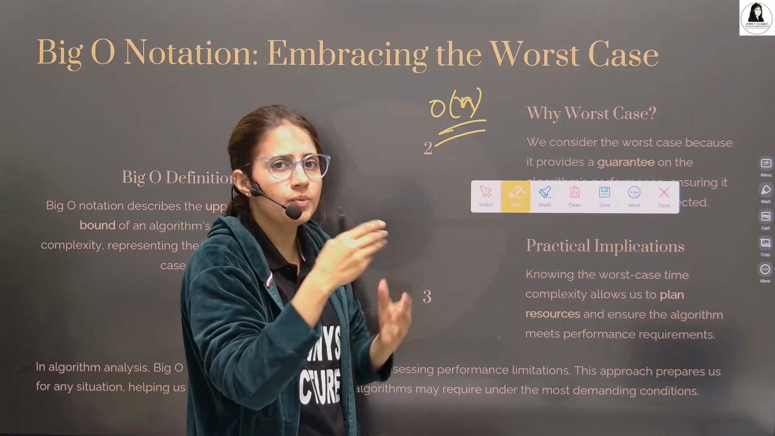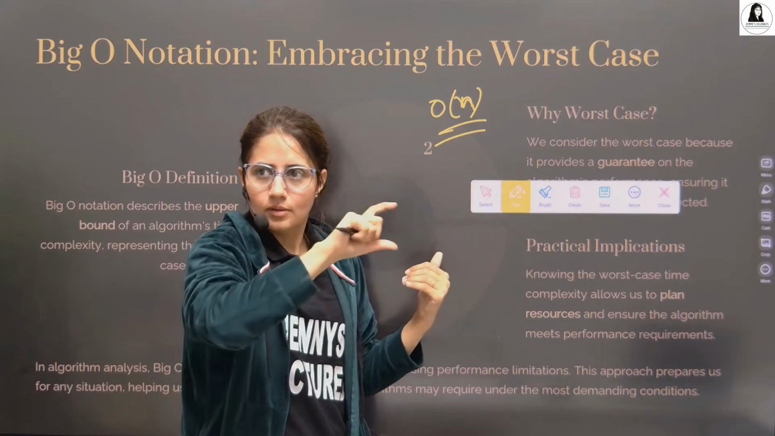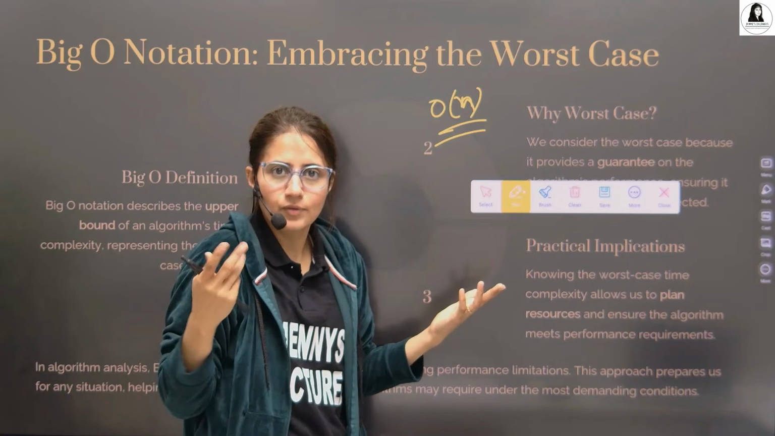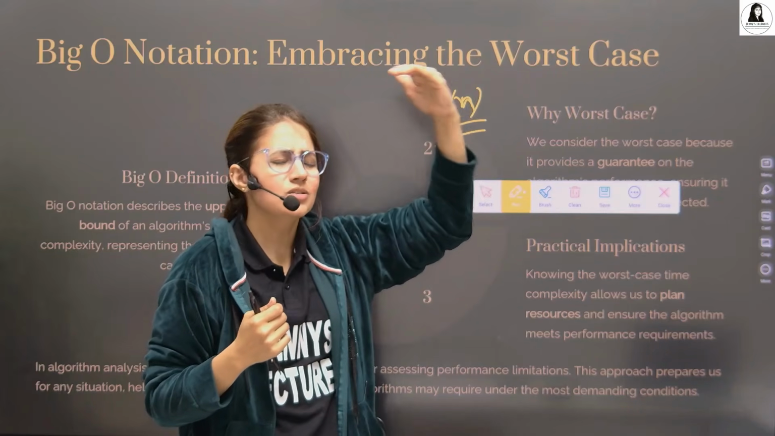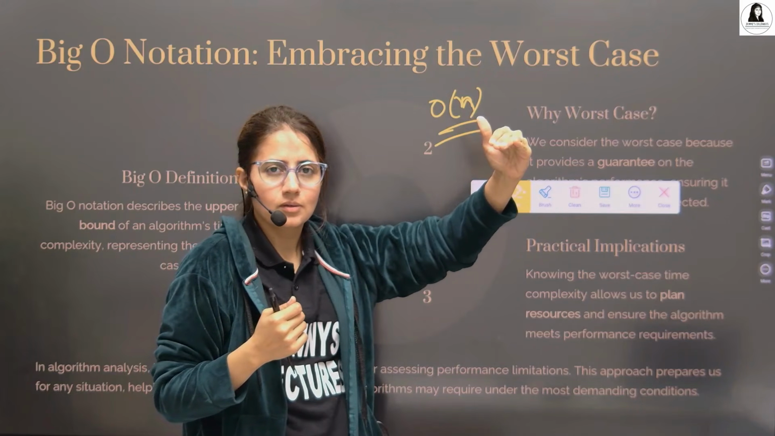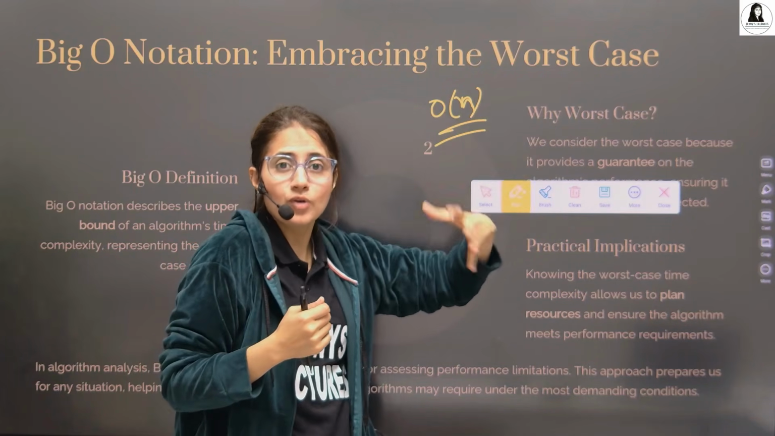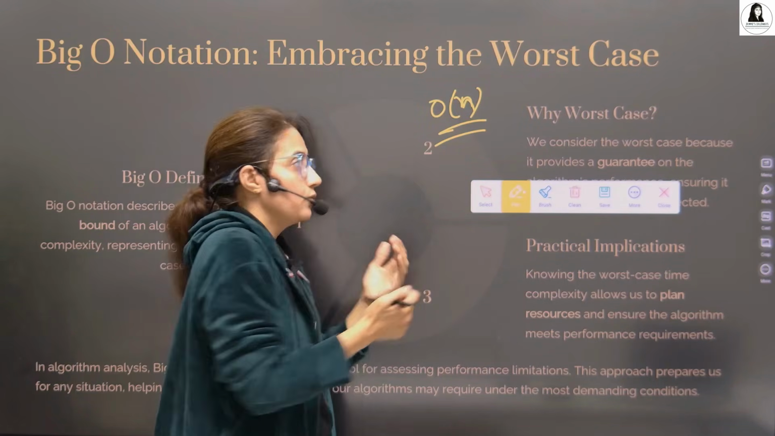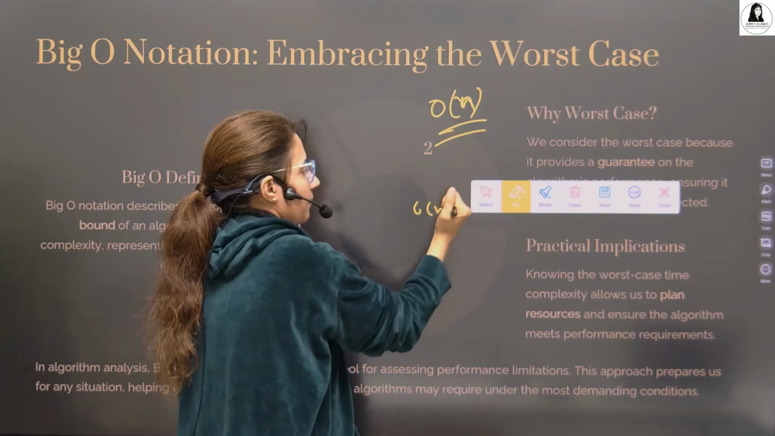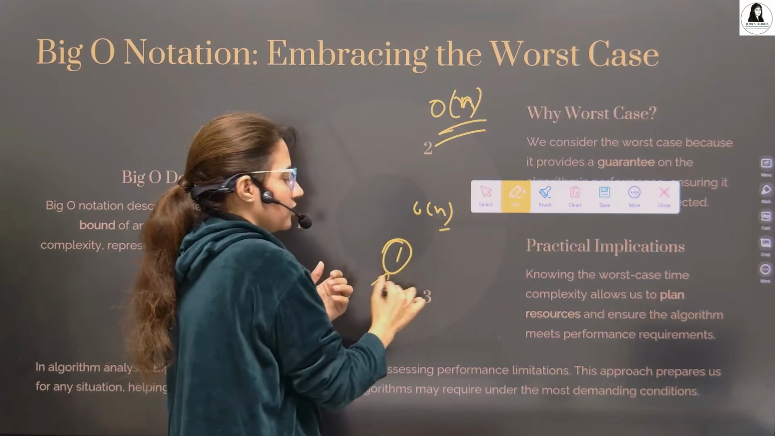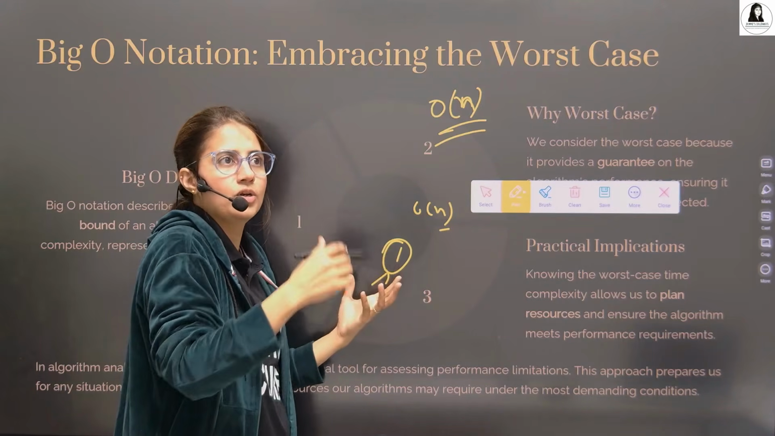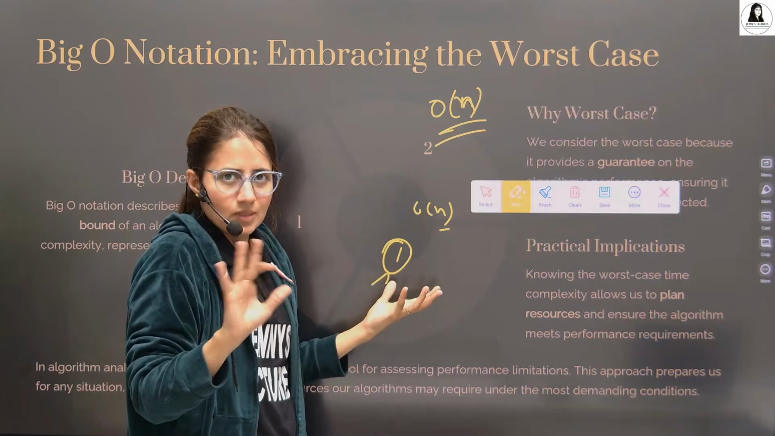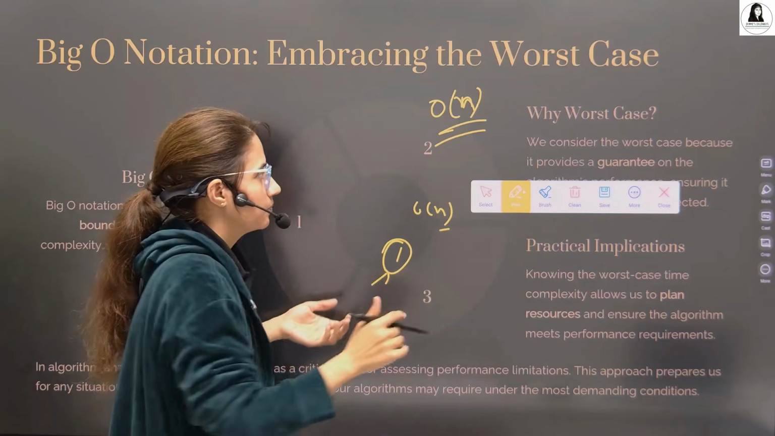The maximum number of comparisons would be the number of elements. That's it. So that is the upper bound, that is the worst case. It's not more than that. Maybe you get the answer with less than n comparisons. Maybe only one comparison is sufficient, or you get it in only n by 2 comparisons, but it doesn't matter. We take the worst case.